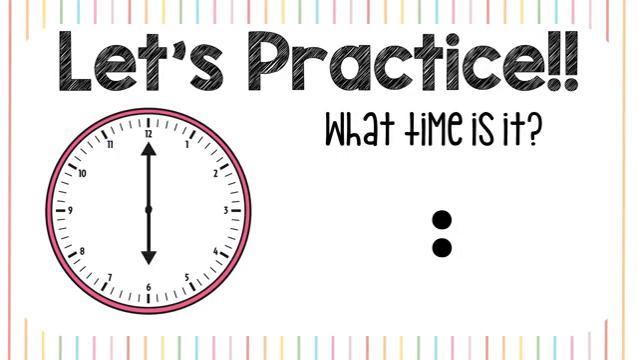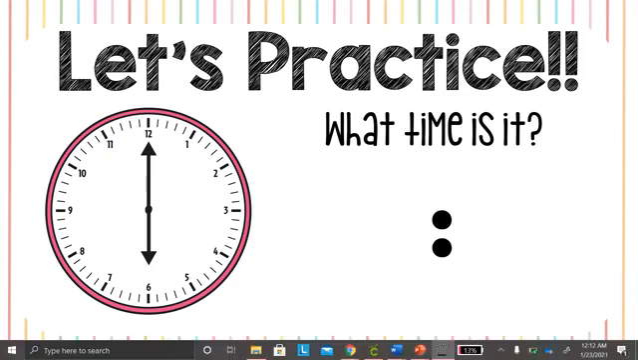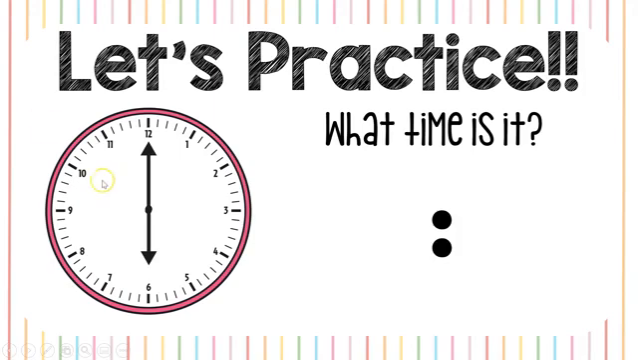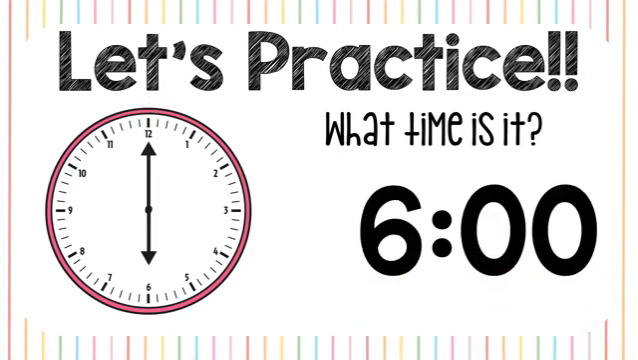Let's practice this one. What time is it? Pause the video and see if you can guess what time it is. Okay, I see that my hour hand is pointing directly at my 6 o'clock. I also see that my minute hand is right on the 12. When the minute hand is on the 12, that means that no minutes have gone by, so it's going to be exactly 6 o'clock.